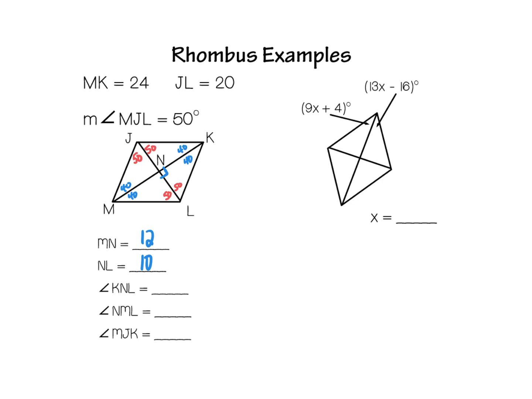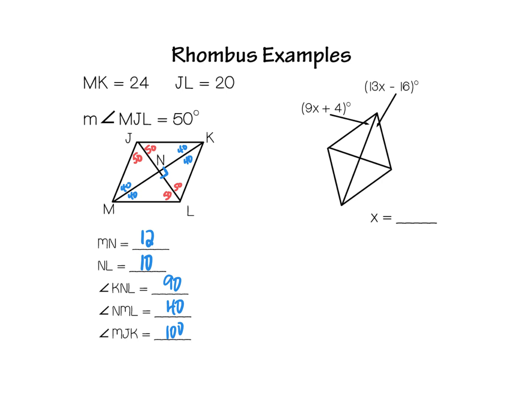So let's answer the questions down here. KNL. So KNL, that's a 90-degree angle. Angle NML, so NML is 40 degrees. And then finally, angle MJK, these 2 angles together makes it 100 degrees.